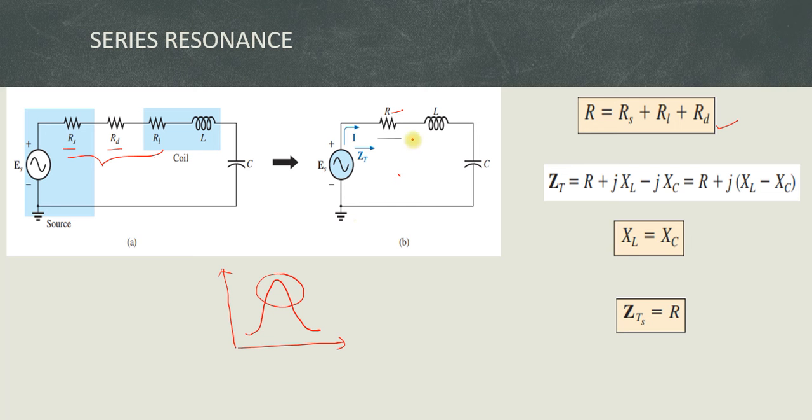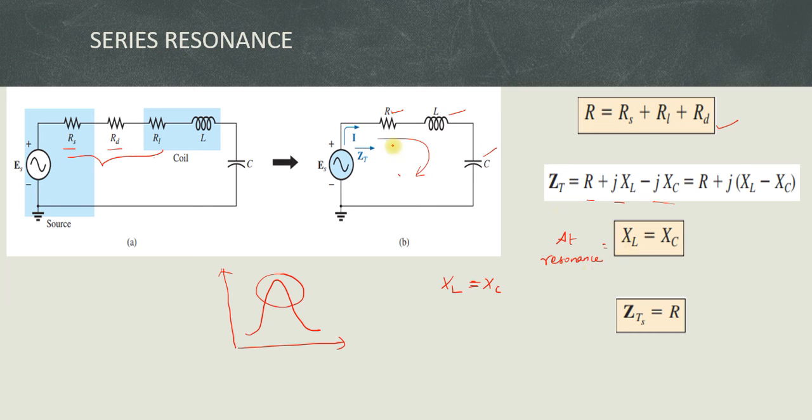Here in this loop I want to find the overall impedance ZT. This is the corresponding equation: ZT equals R plus jXL minus jXC, so you take j outside. At resonance condition, I already told that the reactive energy absorbed by one element is equal to the reactive energy supplied by the other element, so the values of XL and XC must be equal at resonant conditions. It is applicable only at resonance condition. It is very important.